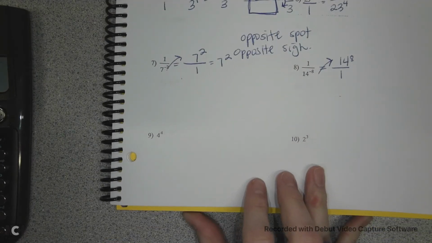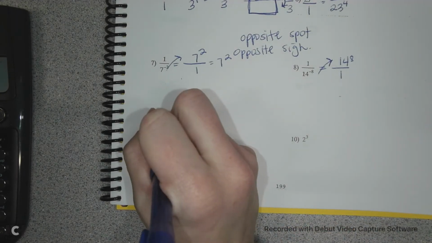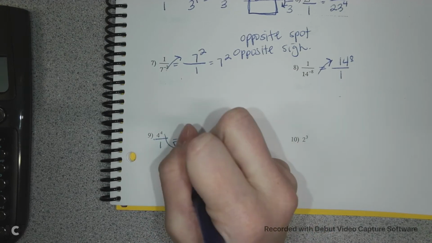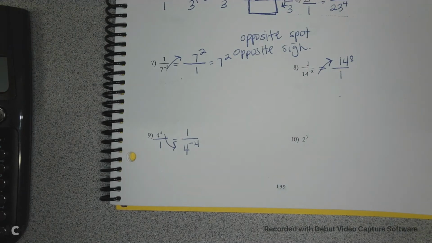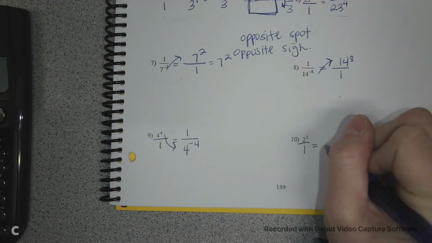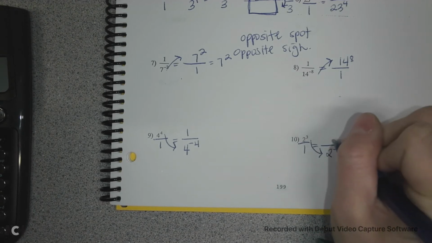Number 9, these guys are happy upstairs already. So if we move him opposite, we're going to make him angry. So he's going to have the opposite sign. The same thing with number 10. He is currently living upstairs. So if we move him opposite, he has the opposite sign.